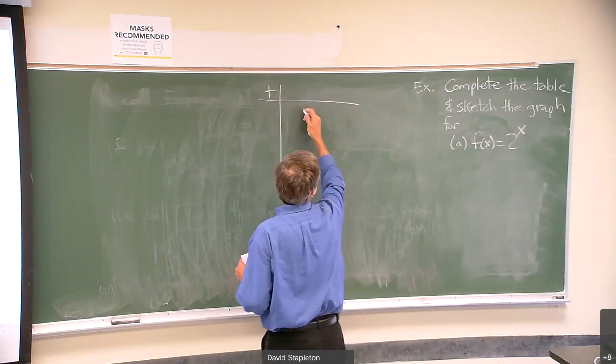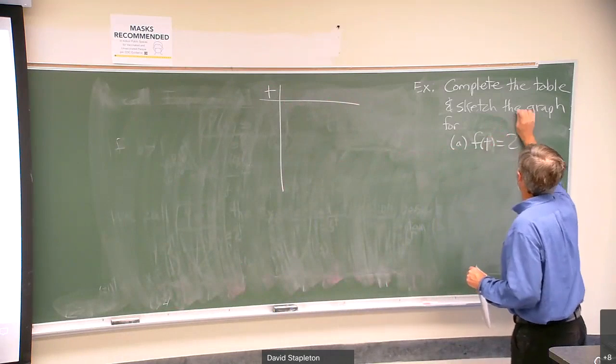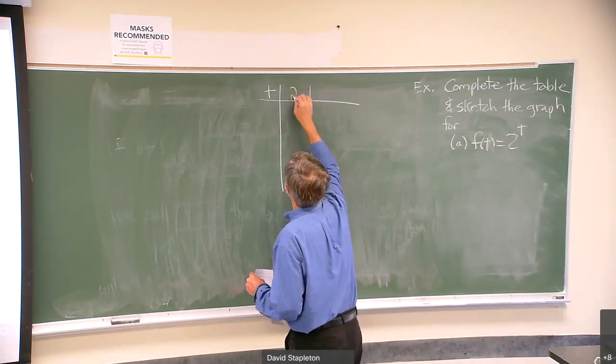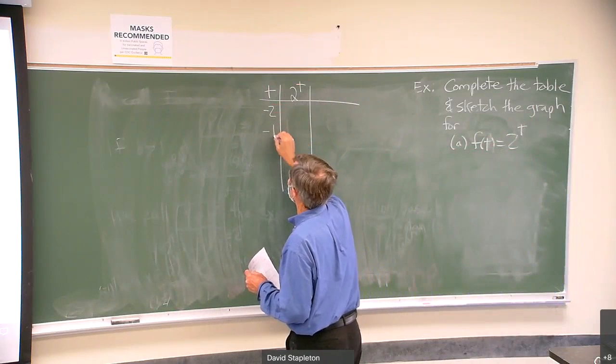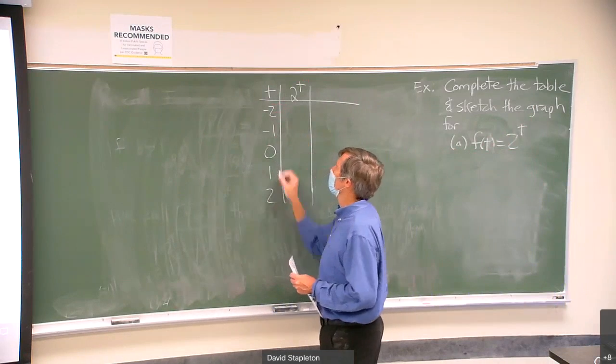Here's t. I'm sorry, f of t. Let's keep t and 2 to the t on these two. I can put in t equals -2, -1, 0, 1, 2, which are real easy values. I can do this by hand, right?